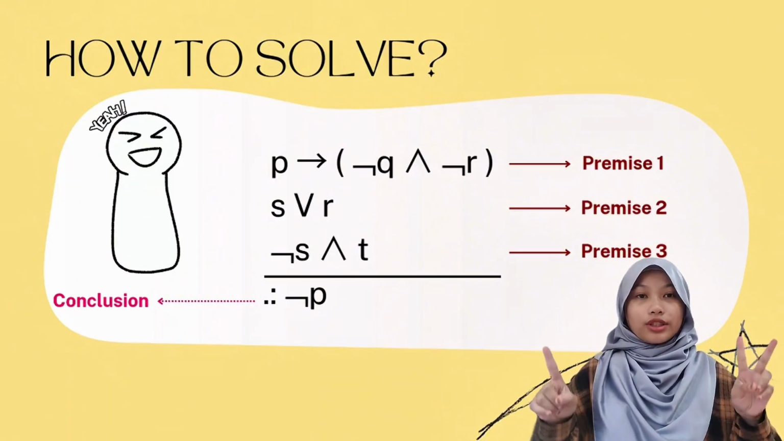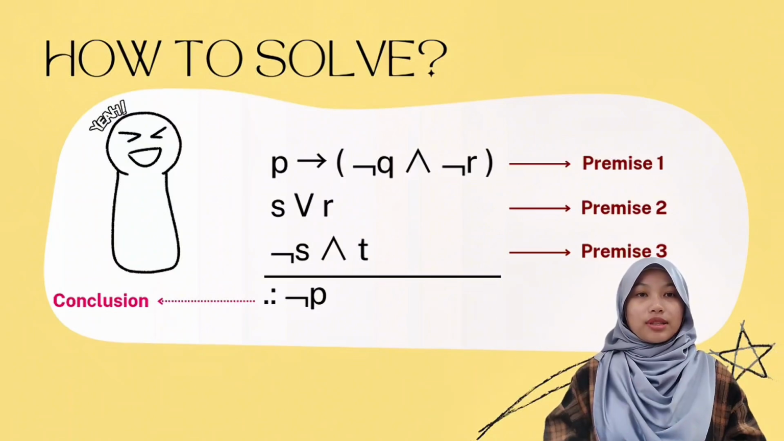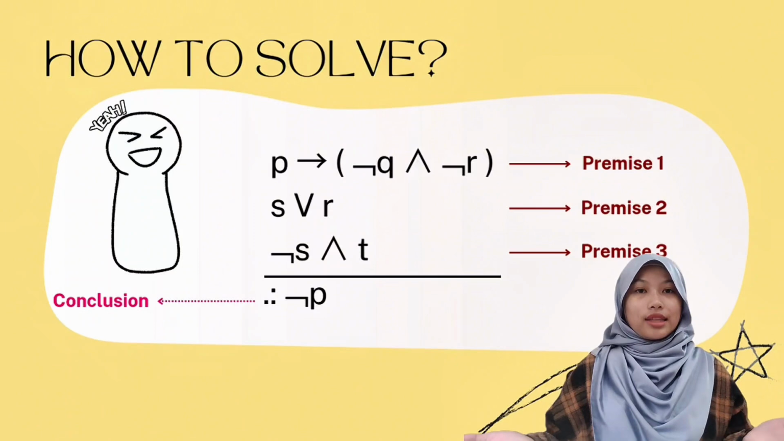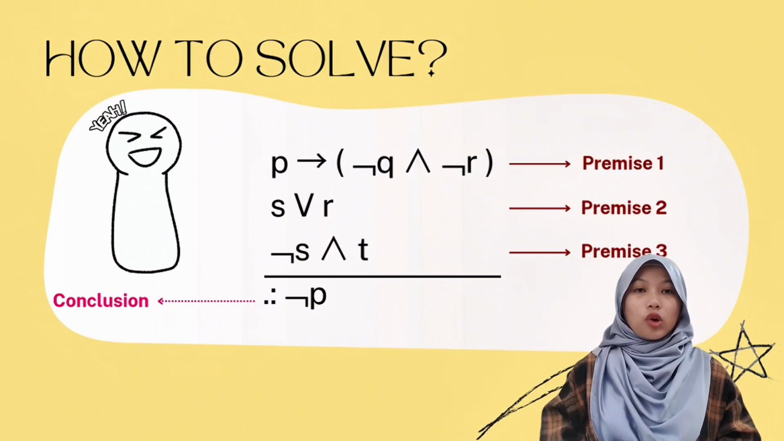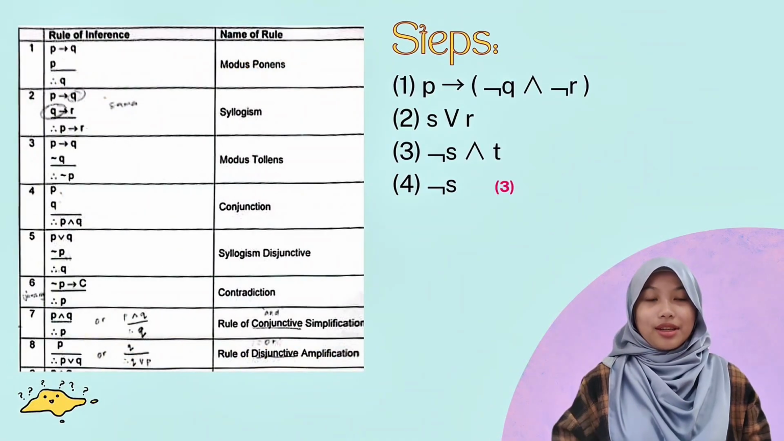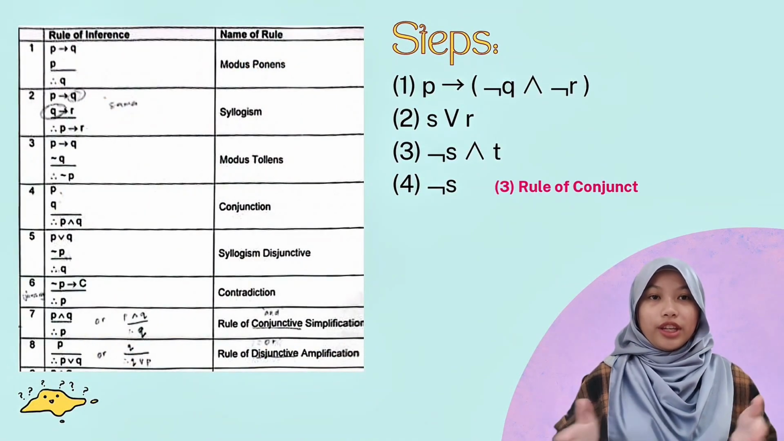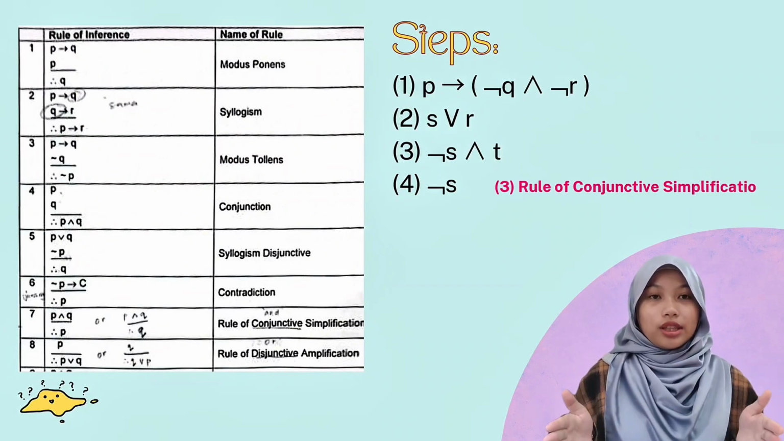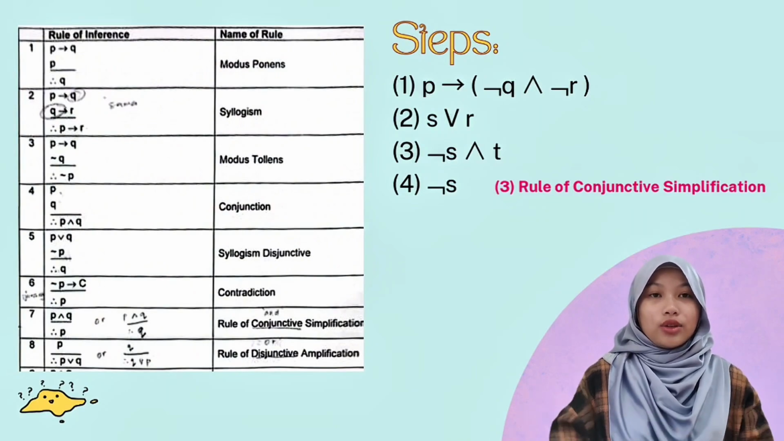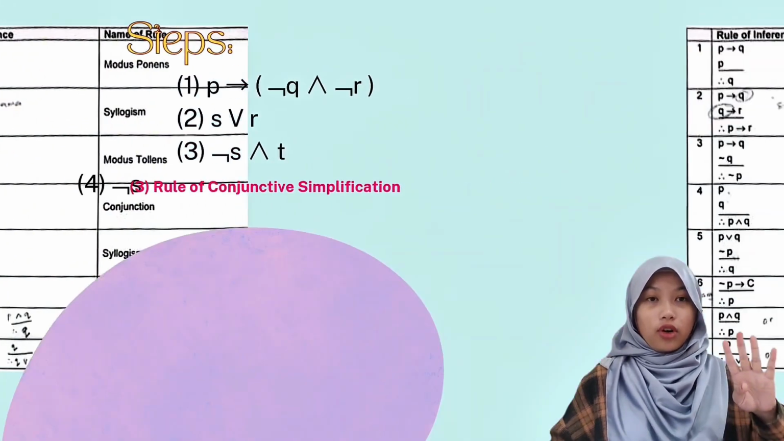We start with our 3 premises. The first premise is P implies not Q and not R. The second premise is S or R. And lastly, the third premise is not S and T. From line number 3, not S and T, we need to apply the rule of conjunctive simplification to isolate not S. That gives us a new line, which is line number 4.